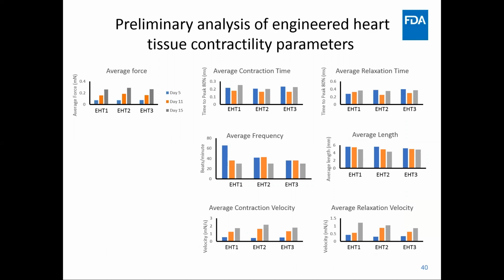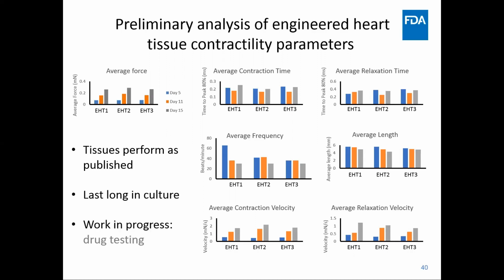So in this slide, what you can see is different parameters that can be attained from the contractile analysis of these engineered heart tissues. And as you can see two things. One, there's a lot of reproducibility between tissues. Two, these systems change with time. And it is known that after day 15 or after day 21, they stabilize and become stable for weeks, which is the time when we are planning to do drug experiments. So the tissues are performing in our hands as published. They last long in culture, and the work in progress that we're doing right now is basically in drug testing, and it's something that we hope to publish soon.